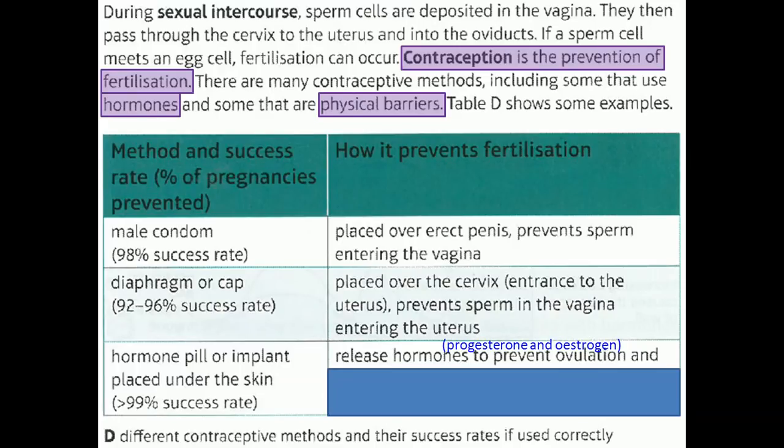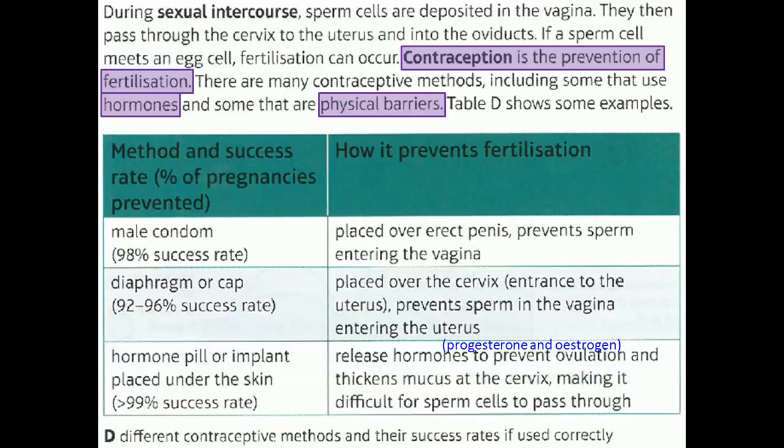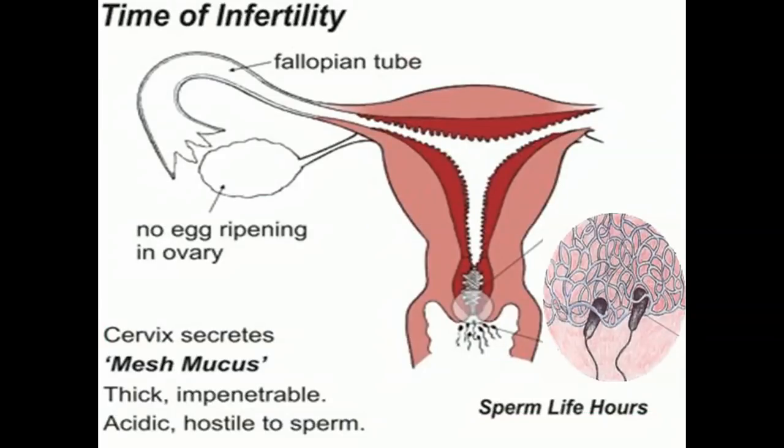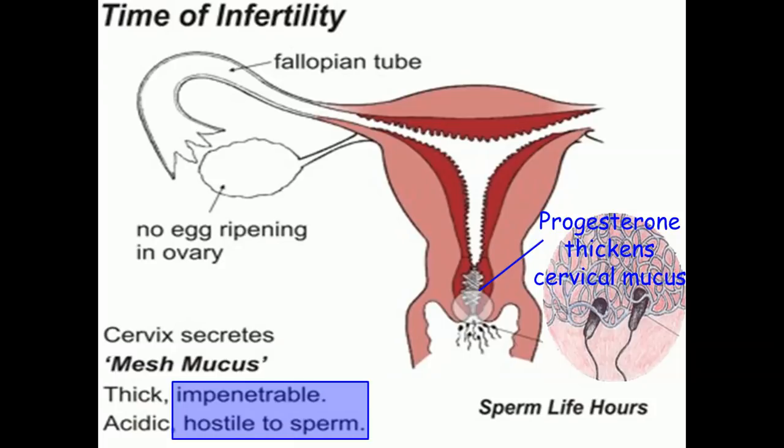Another use of progesterone hormones is that it thickens the mucus at the cervix, and because it does that, it makes it difficult for sperm cells to pass through. So here you can see the effect of progesterone is to thicken the cervical mucus, and because it thickens the cervical mucus, it makes it harder for the sperm cells to go through that mucus, and that means it is very difficult for them to reach the egg to fertilize it, and that's another method of contraception.